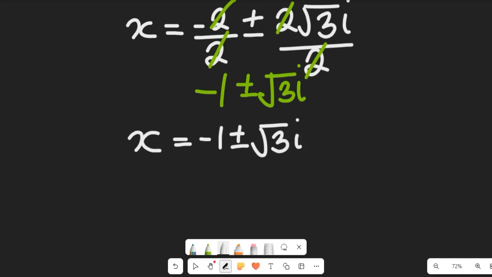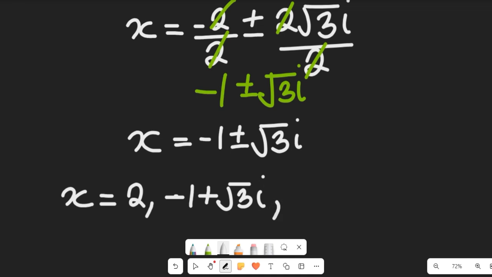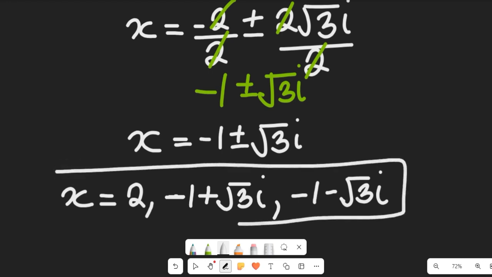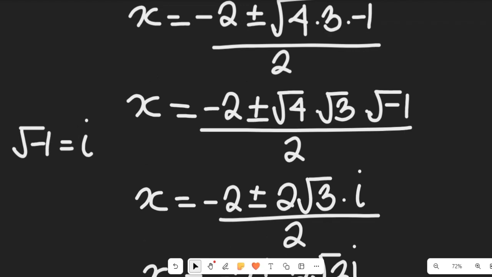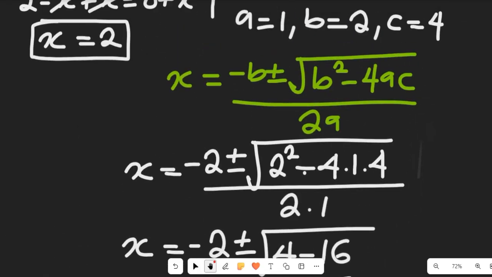So from that, the solutions we'll have for the value of x are, remember, negative 1 plus root 3 i, which is a complex number, an imaginary number, and the next will be negative 1 minus root 3 multiplied by i. All these are the solutions to the expression given to us above. So you see, these are the solutions we can derive from solving that expression given to us up there.